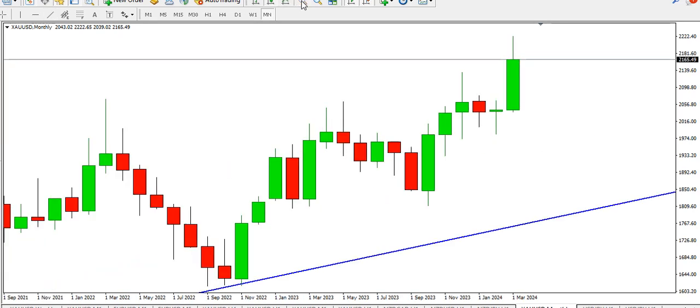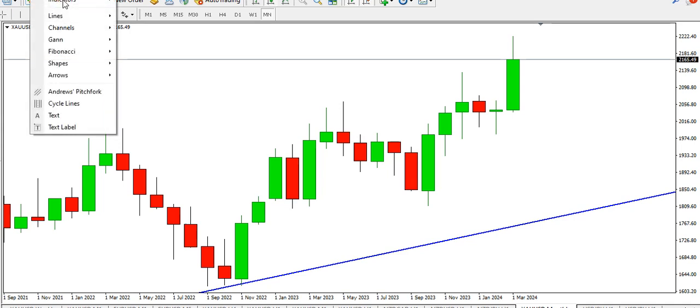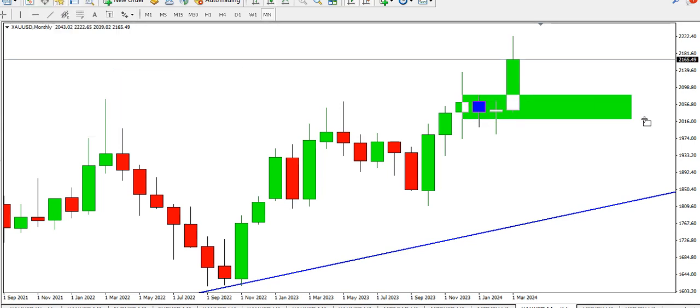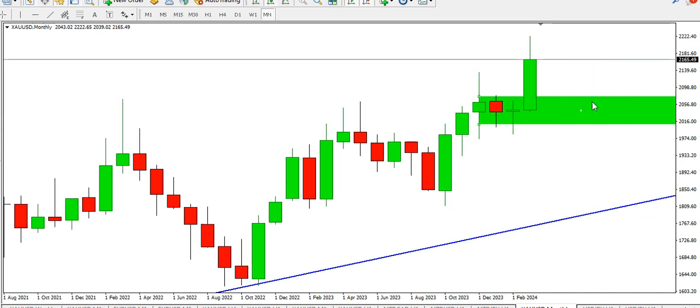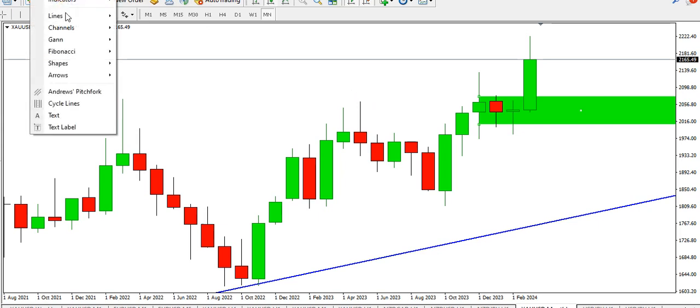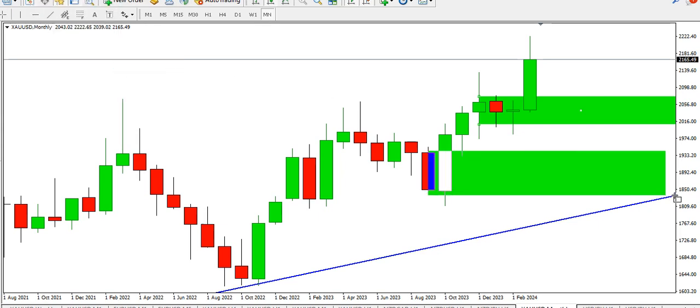On the monthly time frame, this particular area is our order block. We have our order block at the 2050 level, where buyers are lined up expecting to push price back up in case the sellers succeed at pushing price downward. We also have another order block on the monthly time frame around the 1890 level. But that's that for the monthly time frame.